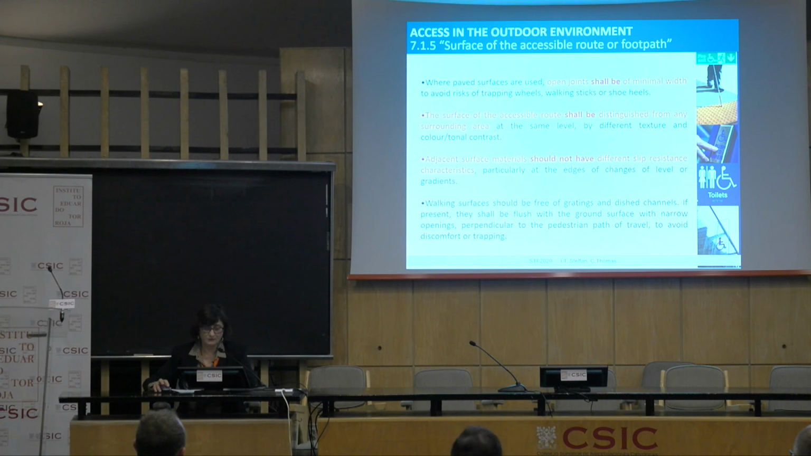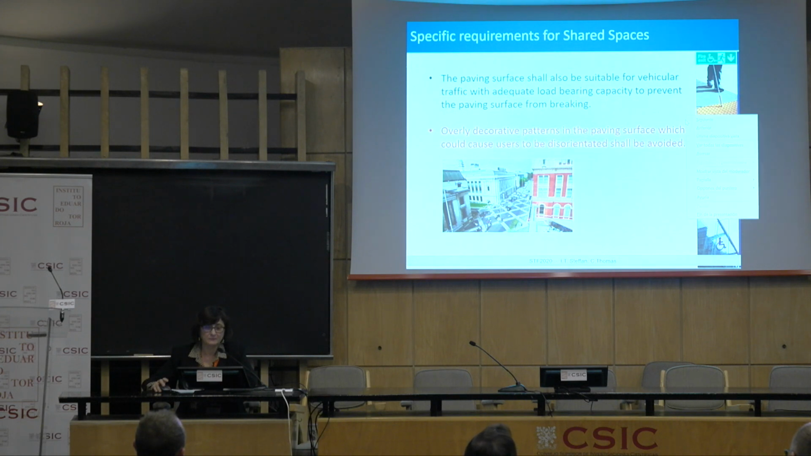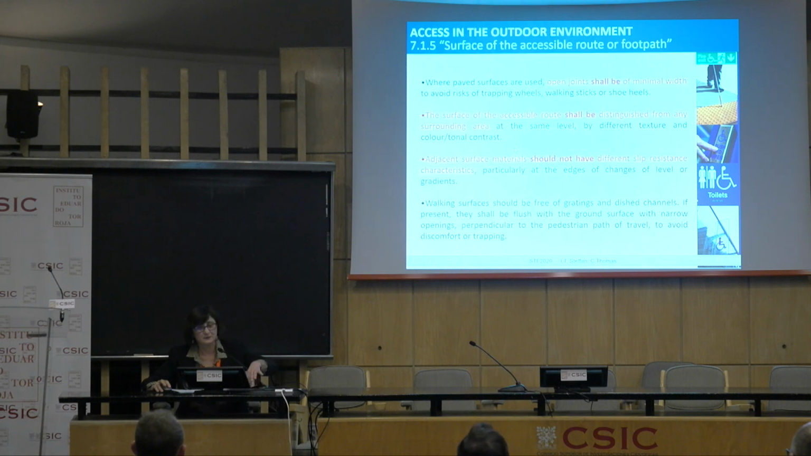In surface of the accessible route or footpath, some more functional requirements are listed. Among other, we can say the surface shall be even to prevent user from tripping and falling. Be firm, so that shoes and wheels don't sink, have adequate slip-resistant properties to avoid slipping hazard.